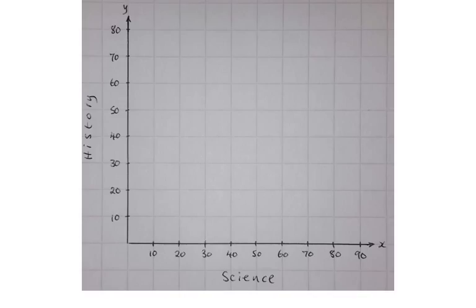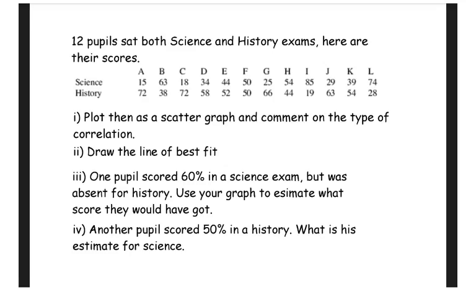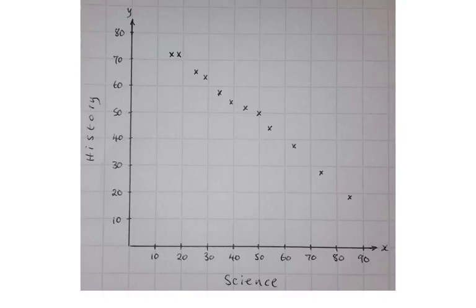Right, I've drawn my set of axes, and I've got science on the bottom and history going up, and you can see I've gone from 0 to 90 and 0 to 80 as discussed. Now I'm in a position where I start to plot the points. My first point is point A. I will not mark it as point A, but it will be 15,72. The second point, point B, and again I won't mark it as point B, will be 63,38, and so on.